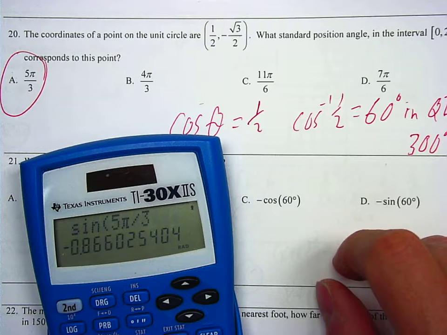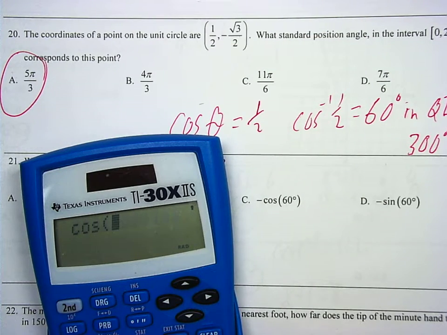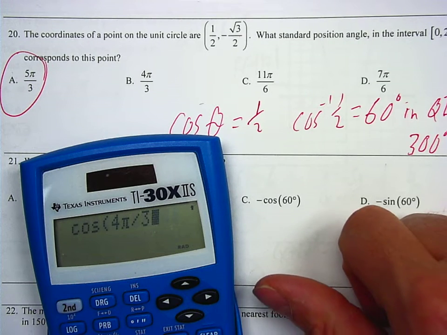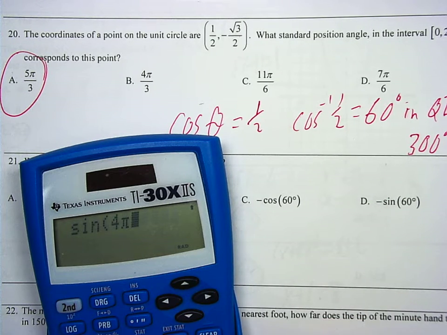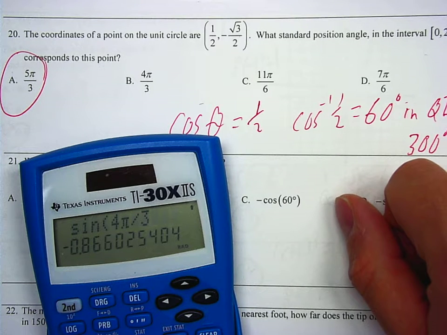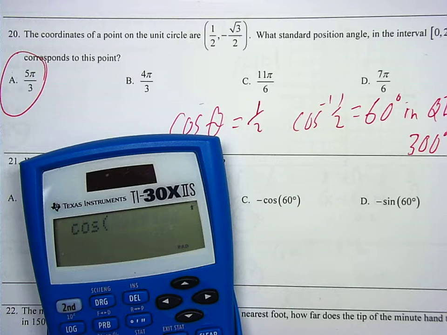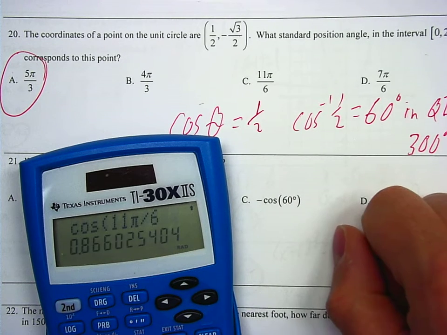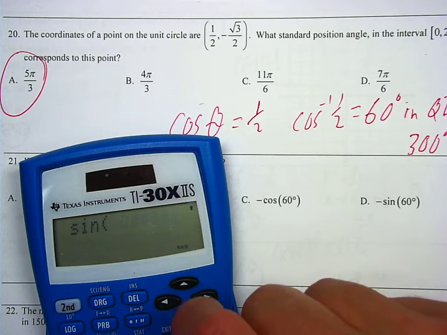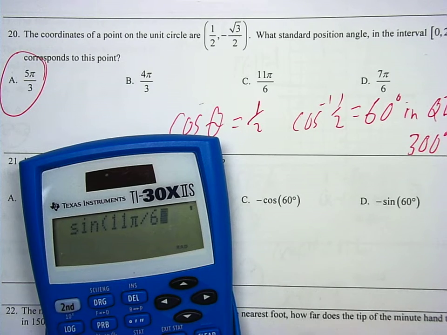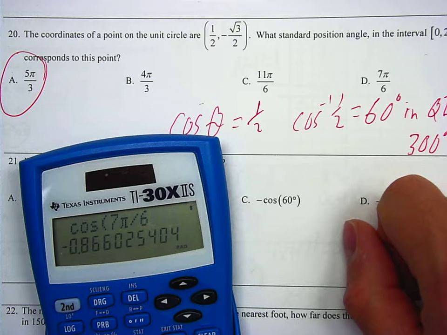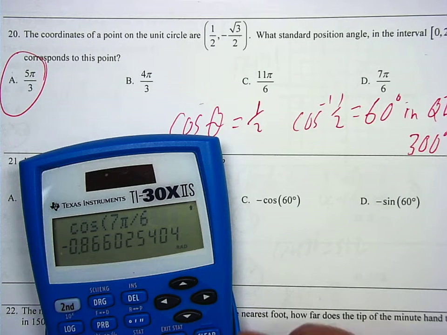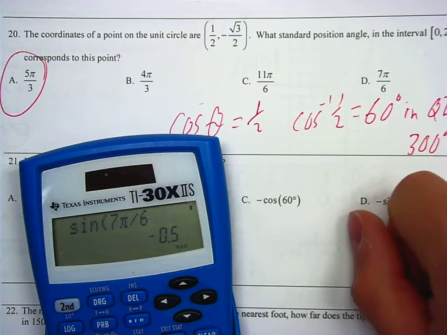Yes, negative 0.866. Whereas if I type in the other values here, the cosine of 4 pi divided by 3, that is not going to be a half. That's a negative half. And the sine of 4 pi divided by 3, that is negative square root of 3 over 2. And the cosine of 11 pi divided by 6, 0.866. The sine of 11 pi divided by 6, negative half. Cosine of 7 pi divided by 6, negative root 3 over 2. And the sine of 7 pi divided by 6, negative half.